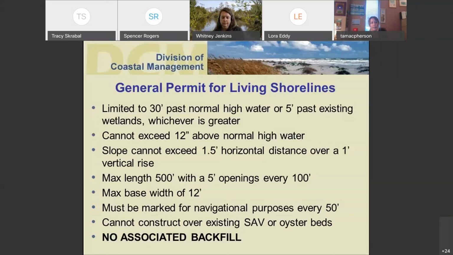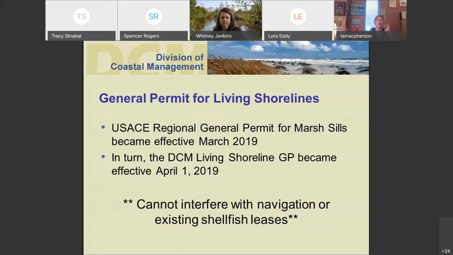Again, no associated backfill if you're applying for this expedited general permit. Any backfill will have to go through the major permit review, which takes the 75 to 90 days. We worked really hard to get a general permit. Everyone's been talking about living shorelines, promoting living shorelines. We want them to be available as a shoreline stabilization tool, but we had to work with the Corps of Engineers and other agencies in order to develop this.